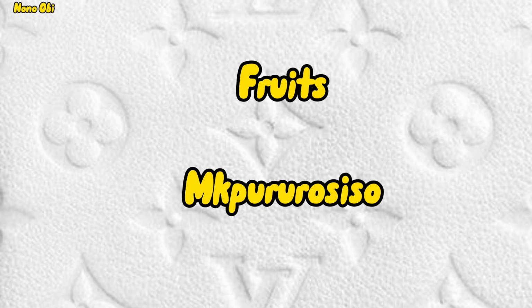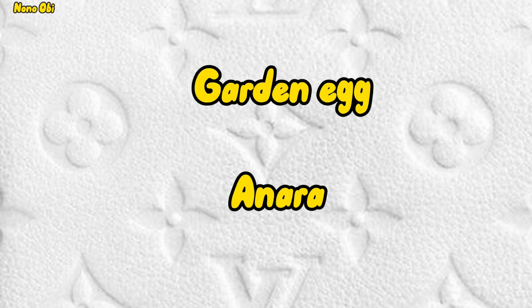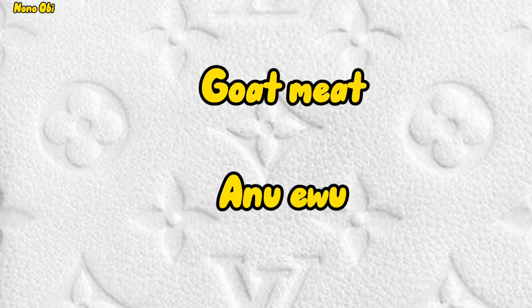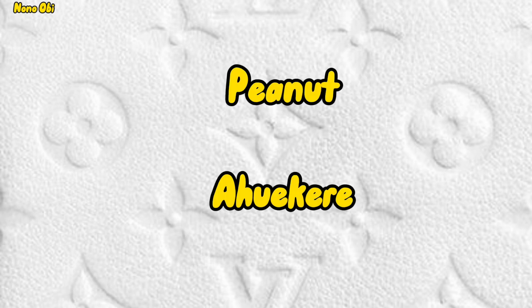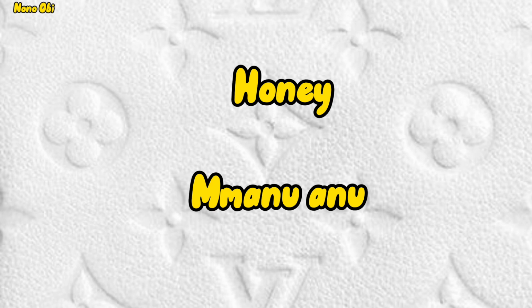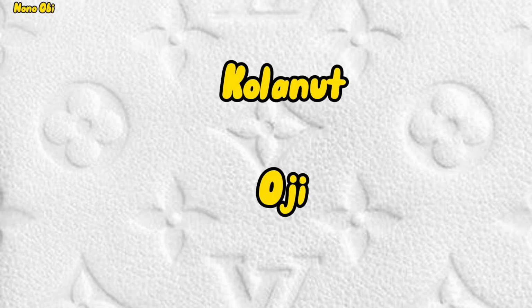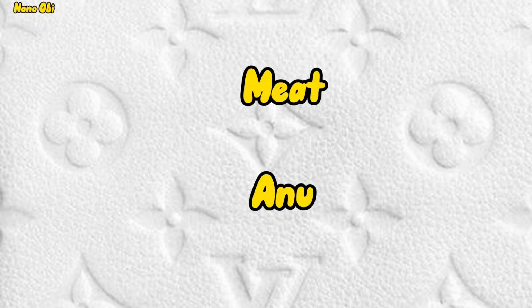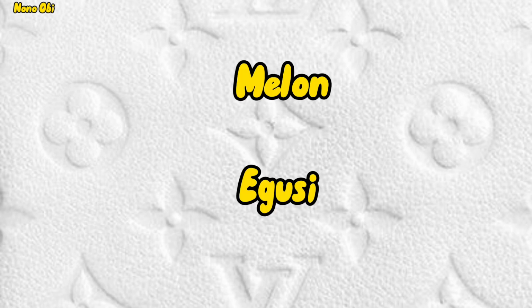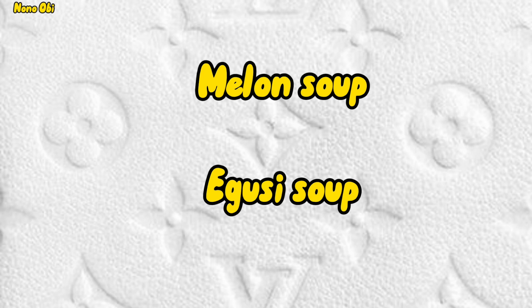Fruit, mkpụrụ osisi. Garden egg, anyara. Goat meat, anụ ewu. Groundnut, ahụ ekere. Peanuts, ahụ ekere as well. Honey, mmanụ anụ. Kola nut, ọjị. Lime, oroma nkịrịsị. Meat, anụ. Melon, egusi. Melon soup, egusi soup.